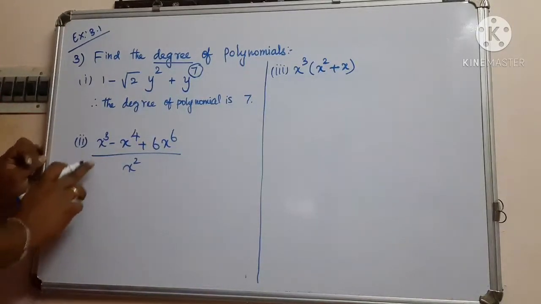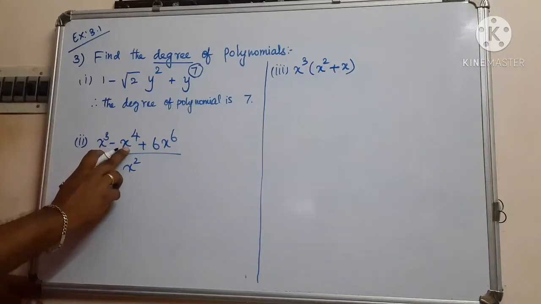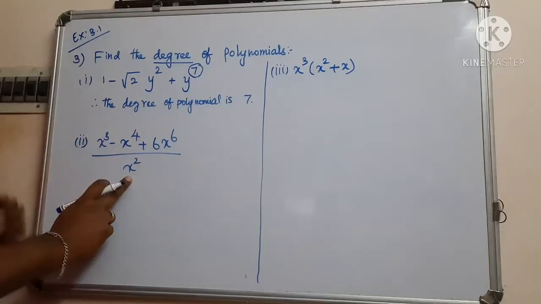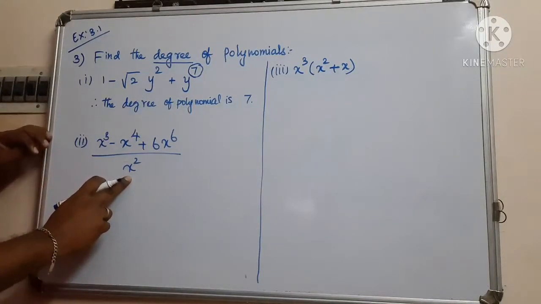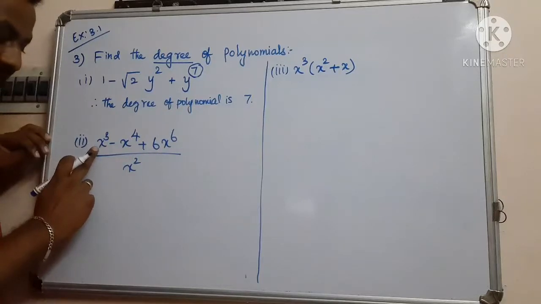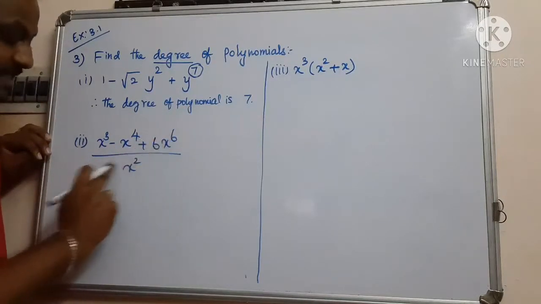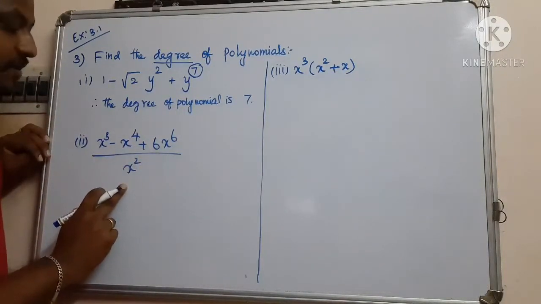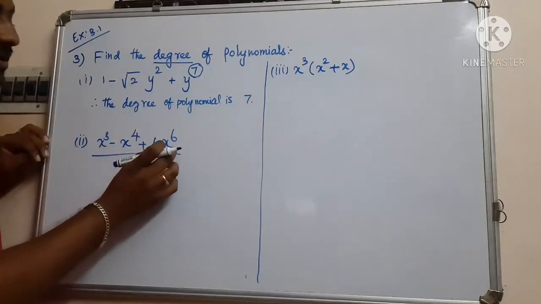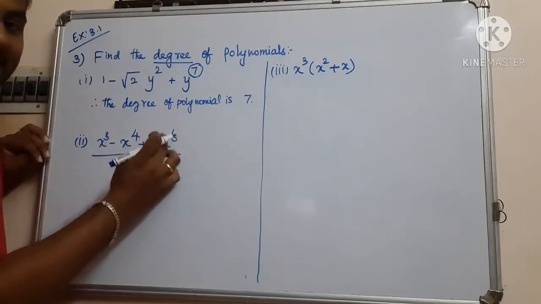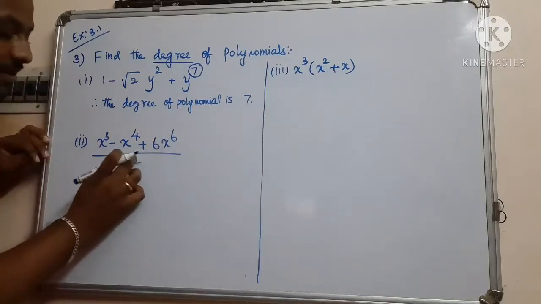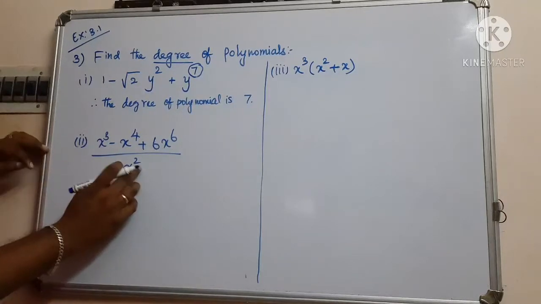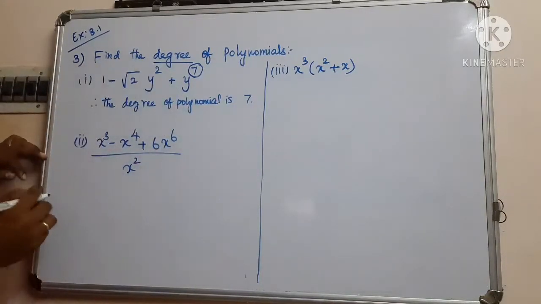And then for the second question: x cube minus x power 4 plus 6x power 6, whole divided by x square. Now you have to write the degree of this given polynomial. x square is a common denominator for all the terms. So don't directly write the highest power. Here the denominator also has the variable x power 2. So you have to simplify, and only then write the degree of the polynomial.